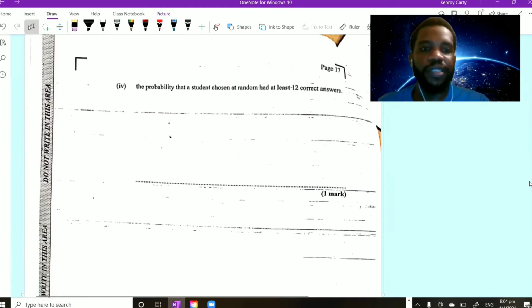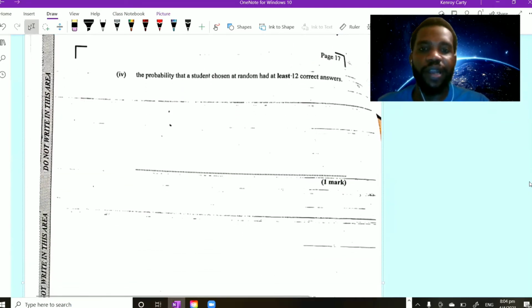So part 4 of the question says the probability that a student selected at random had at least 12 correct answers.